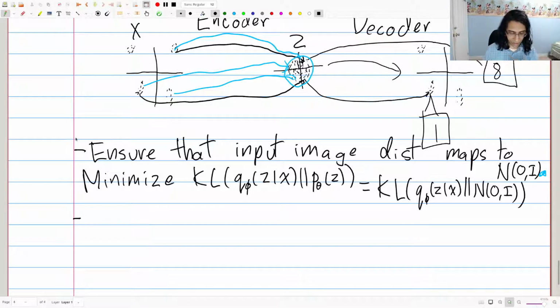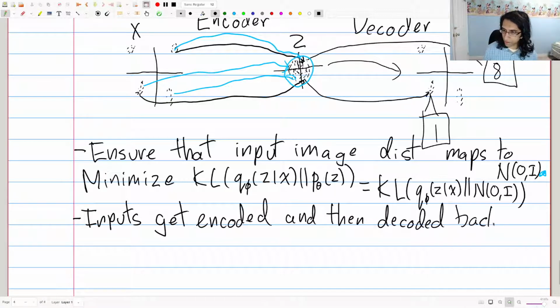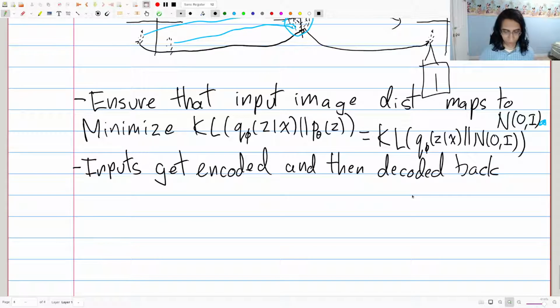So let me sort of say: inputs get encoded and then decoded to the same. Decoded back. So yeah, I'll say it's kind of the autoencoder property.